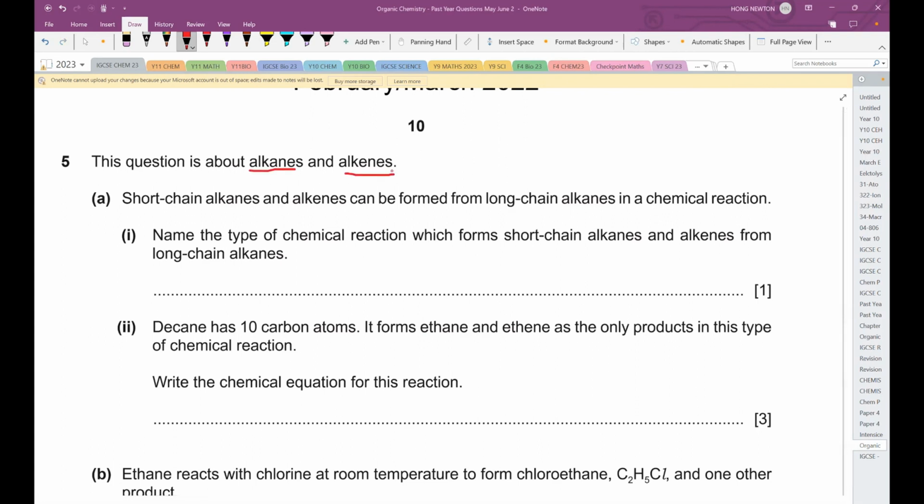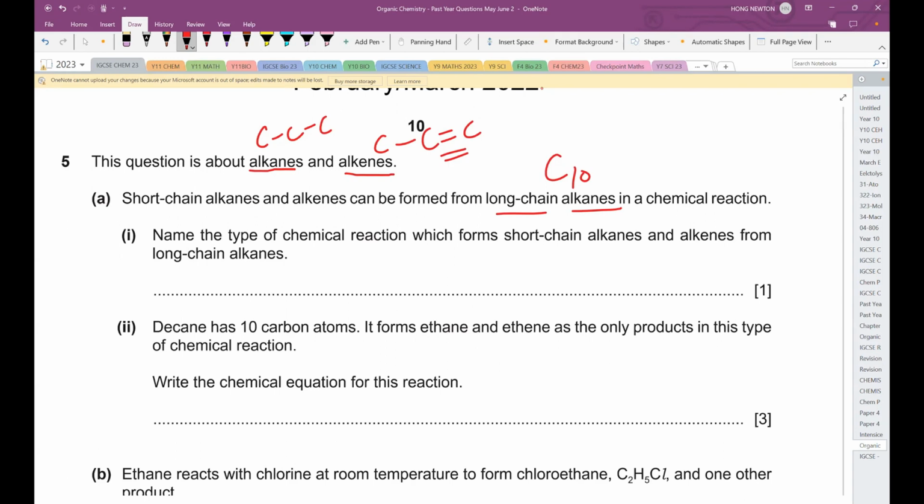Again, just to remind those of you who are not familiar with hydrocarbons, alkane has single carbon bonds. How about alkene? Alkene should have at least a double carbon bond between the carbon atoms. Short chains of alkane and alkene can form a long chain of alkane. A long chain of alkane may be, for example, C10.